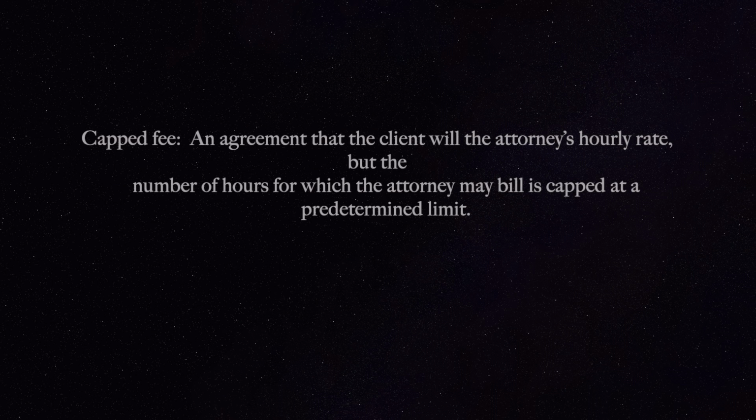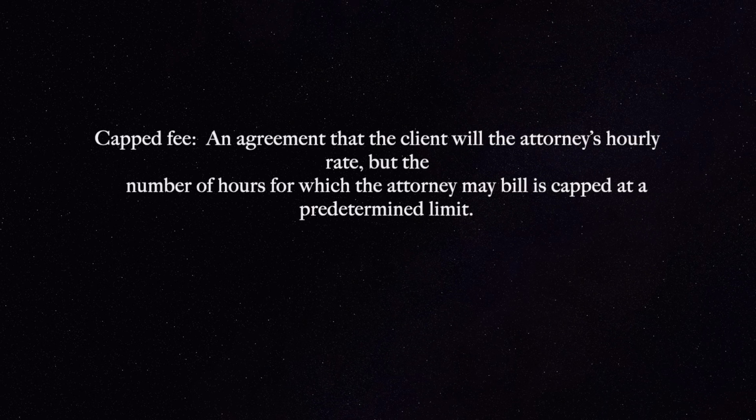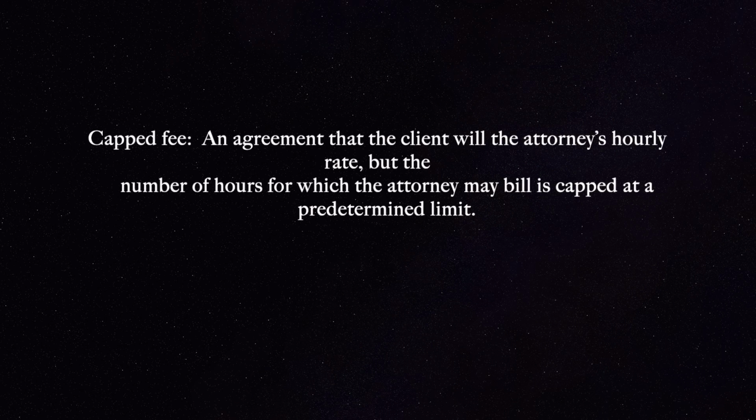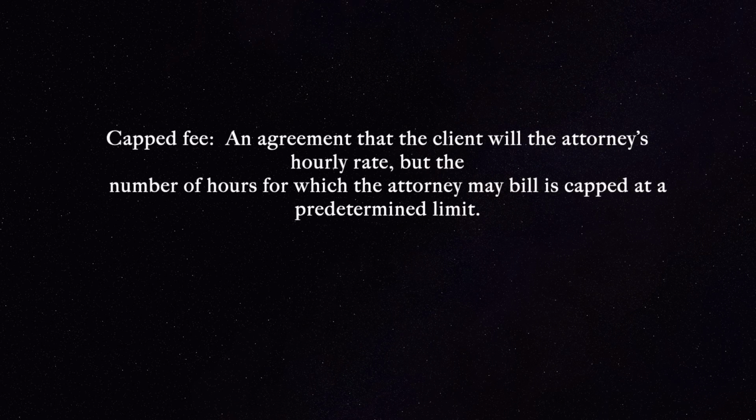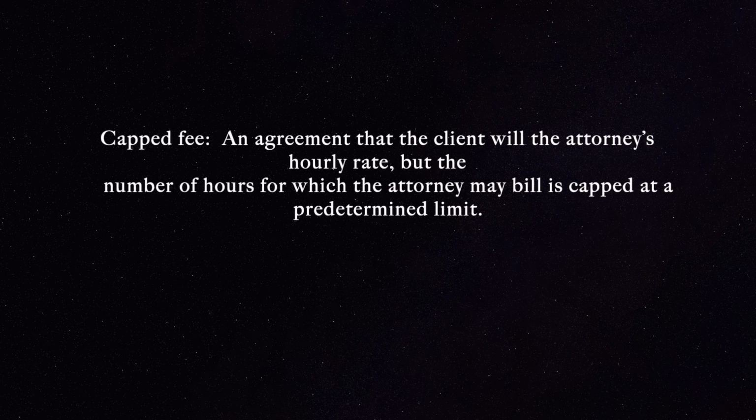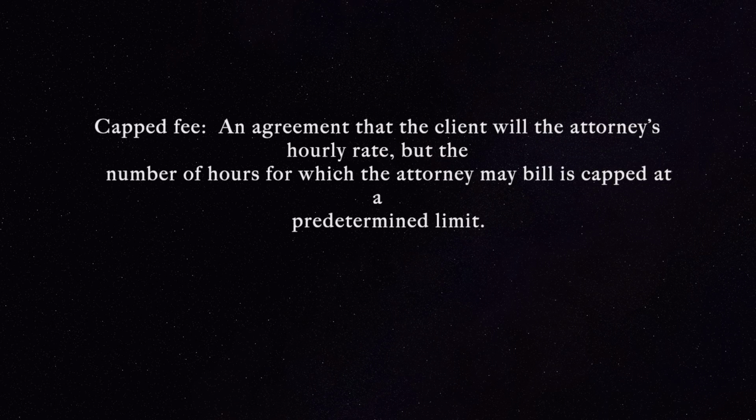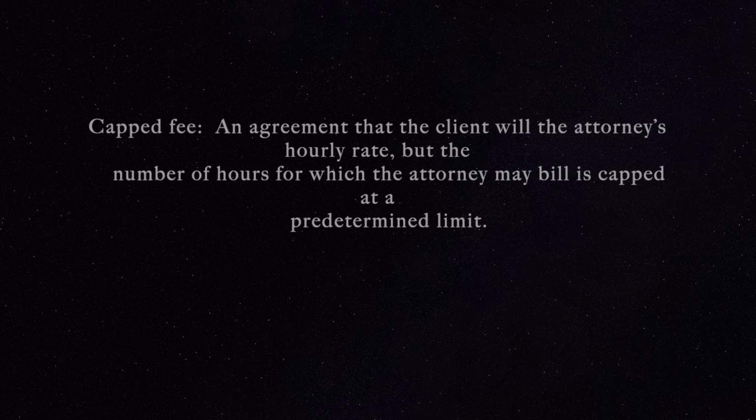Next are cap fees. A cap fee is an agreement with the client where the client agrees to pay the attorney's hourly rate, but the number of hours for which the attorney may bill is capped at a predetermined limit. So you may hire someone that's charging $300 an hour for their legal services, but your agreement specifically caps the agreement at 10 hours of work. So the contract on its own terms prohibits the attorney from billing you for more than that 10 hours.